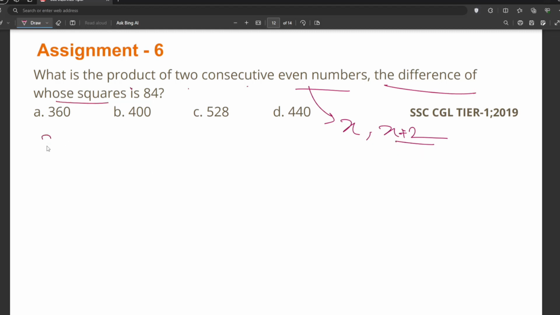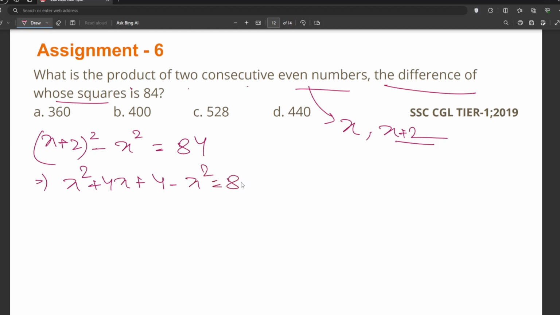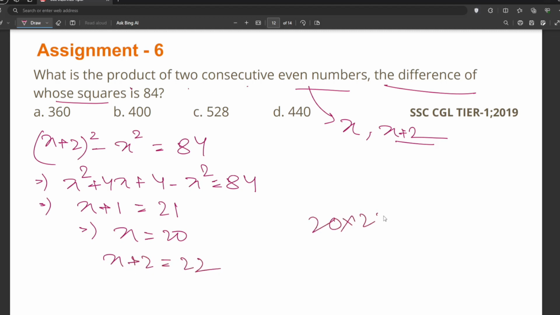The greater is x plus 2, so (x plus 2) whole square minus x square is equal to 84. This is x square plus 4x plus 4 minus x square, which is 84, and we get x plus 1 equals 21, and x equals 20. So x plus 2 is 22, and the product is 20 into 22, that is 440. So the correct option is option D.